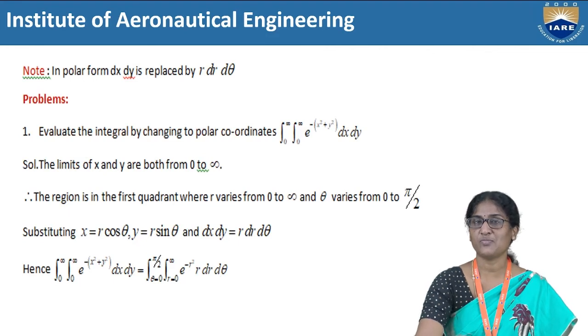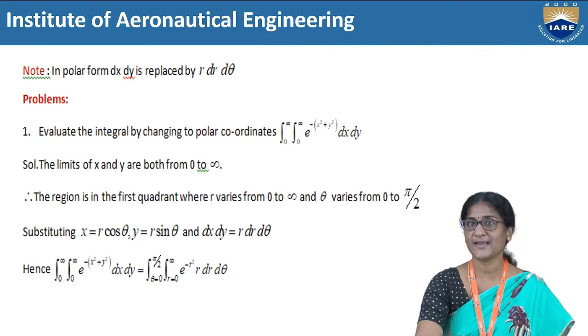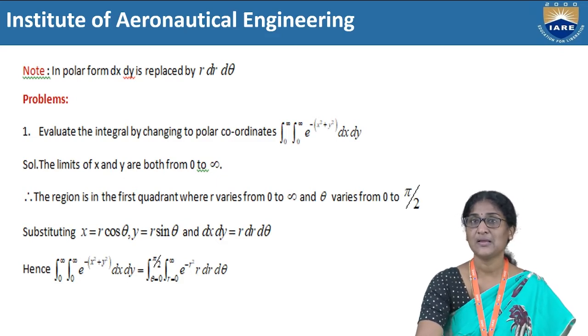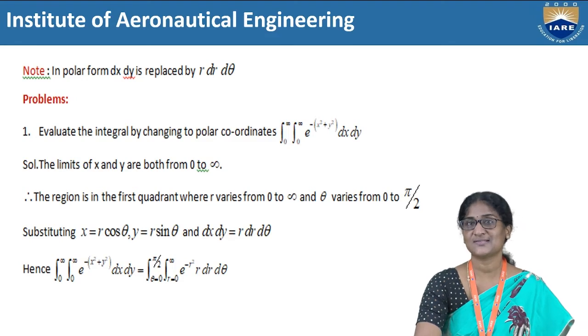Now, in polar form, dx dy is replaced by r into dr dθ. From where we have got this r? r is nothing but the Jacobian value, the term which has to be put in order to compensate for dx dy.